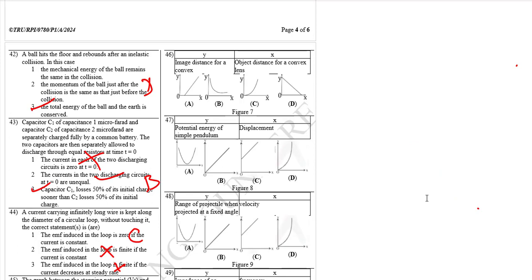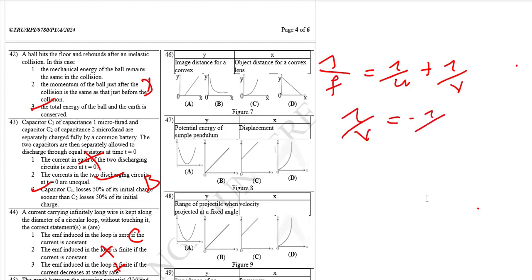Question number 46. The image distance for a convex lens versus the object distance for the lens. What are we going to get? Now we know that 1 on f is equal to 1 on u plus 1 on v. So 1 on v will be equal to negative 1 on u plus 1 on f. So this is a sort of graph of reciprocals. So the best option here will be option B.